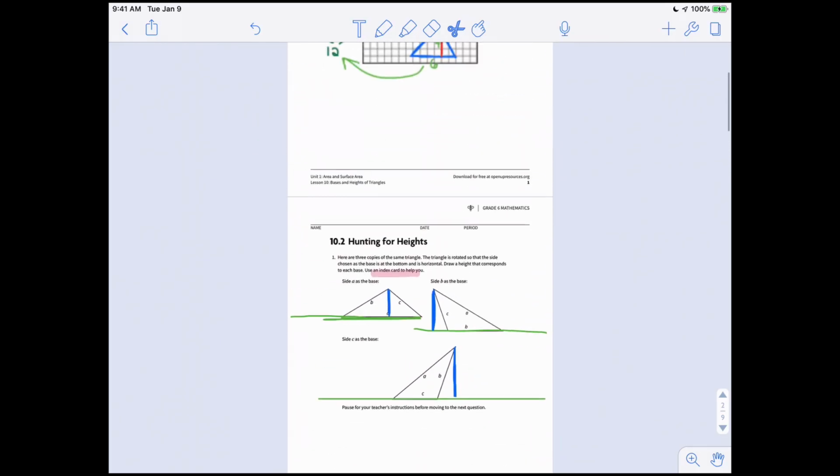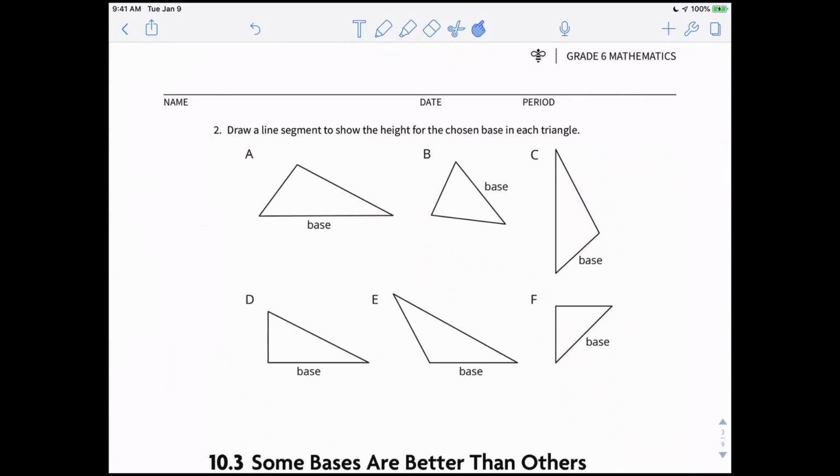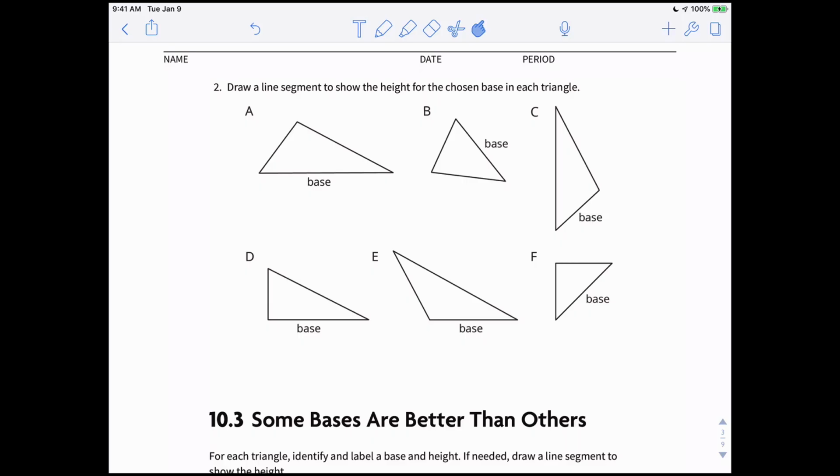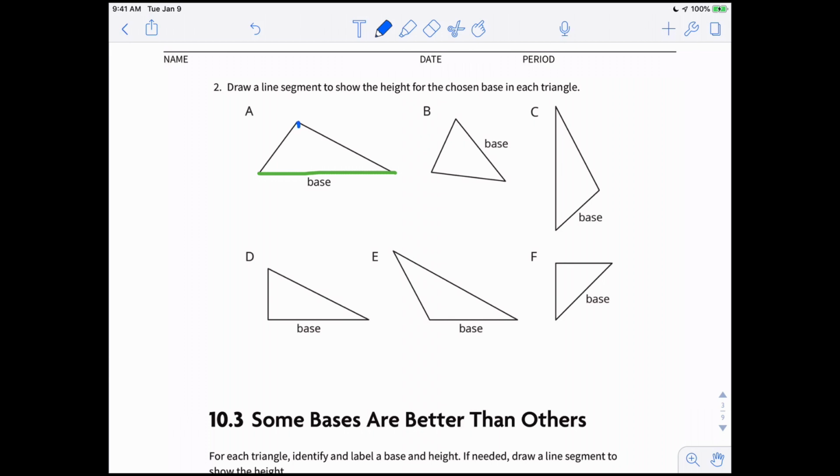All right. Now, the lesson itself actually has students using an index card. But I didn't do that. I used a little bit of technology, and I just used a line and slid it across the base. All right, draw a line segment to show the height for the chosen base in each triangle. So they're saying if this is the base, we need to find where the height is. And the height is going to be right here, because if I slide it anywhere along the triangle, that is the maximum. That's where the height is.